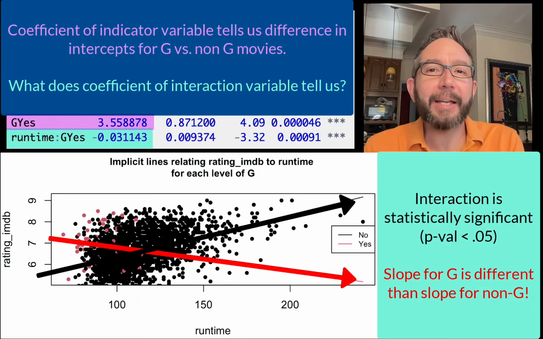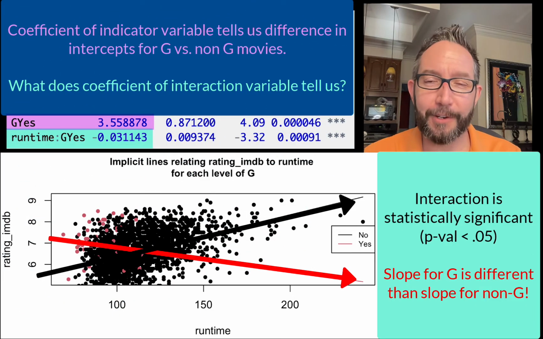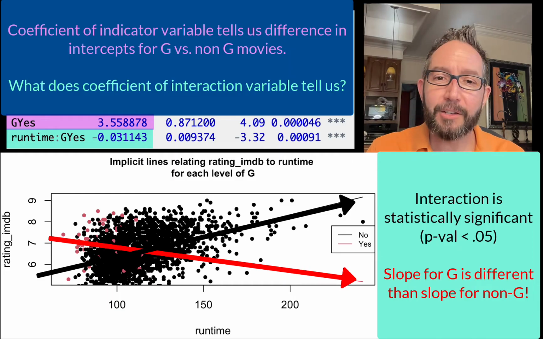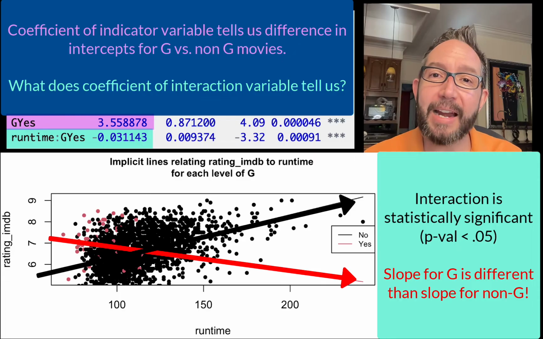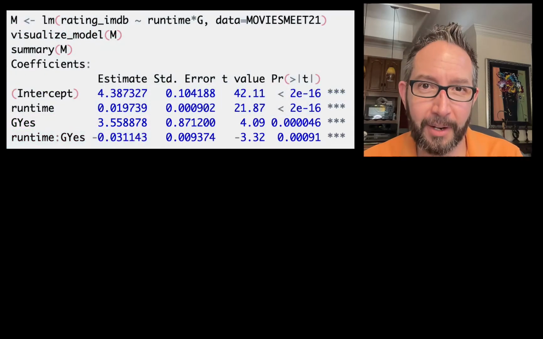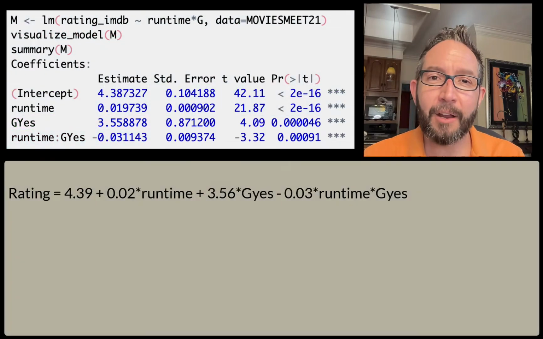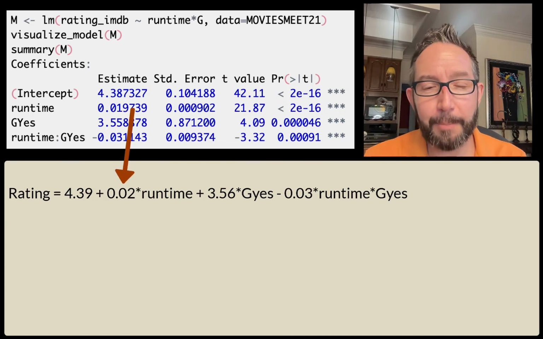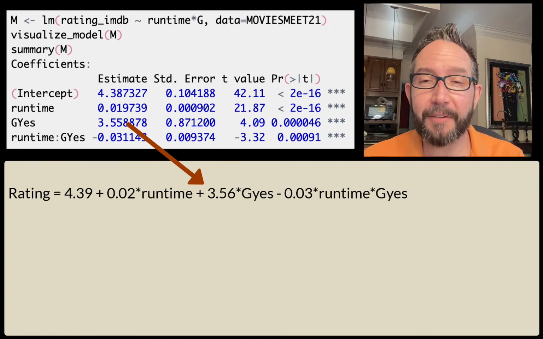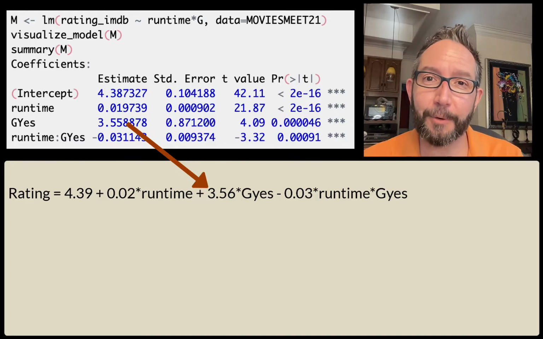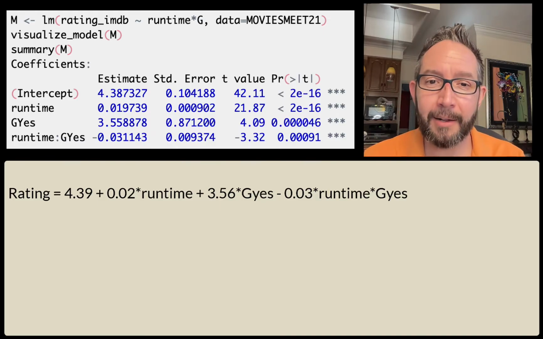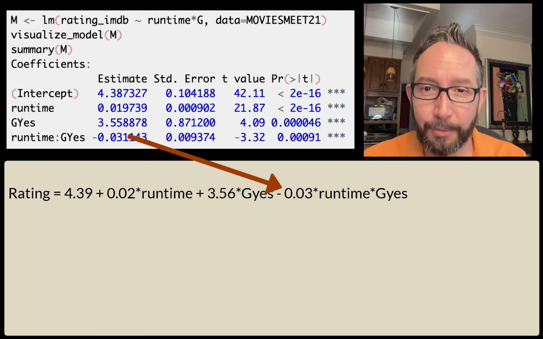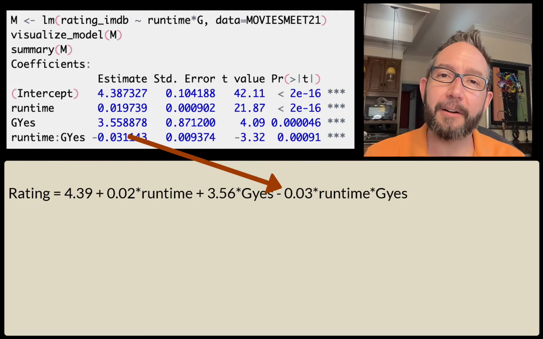And so we should probably ask ourselves, okay, well, what does the coefficient of the interaction term actually mean? So let's see how this works. Let's actually write out the entirety of the equation that the summary of the model provided. We have that rating is 4.39 plus 0.02 times runtime plus 3.56 times our indicator variable for if a movie is or is not G-rated, minus 0.03 times runtime times our indicator variable.